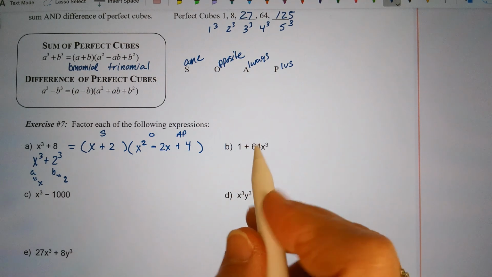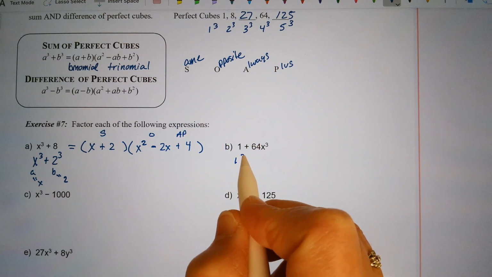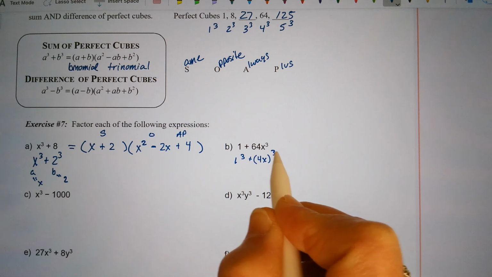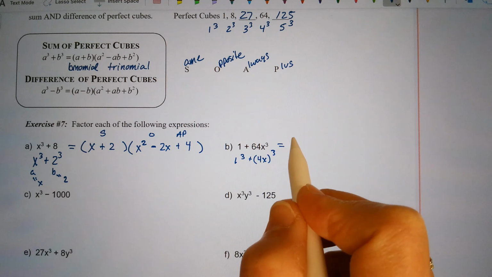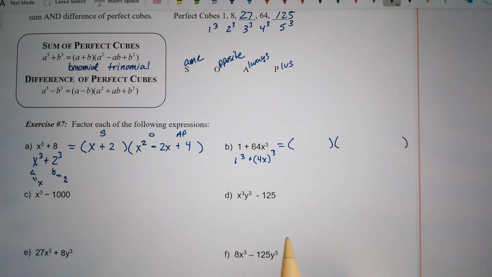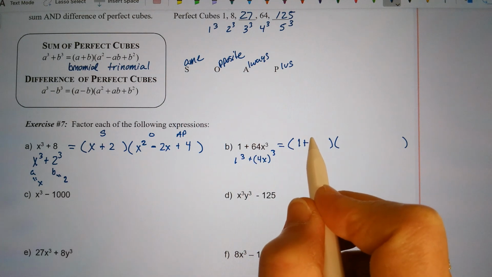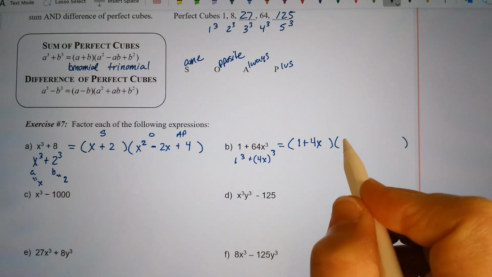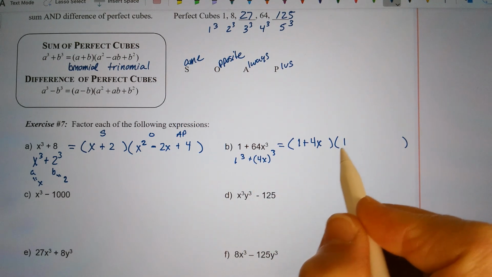B. This is 1 cubed plus 4x cubed. This is going to factor into the binomial and then the trinomial. The binomial is the easiest. Basically, you're just copying this, 1 plus 4x. The trinomial, you're taking 1 and squaring it, which is 1, minus, right?